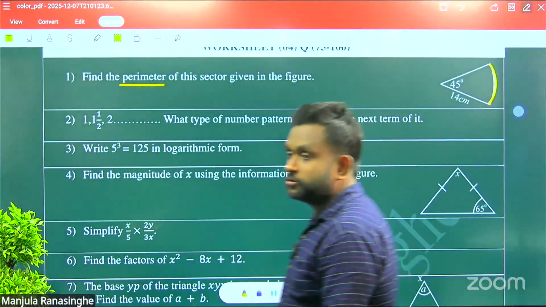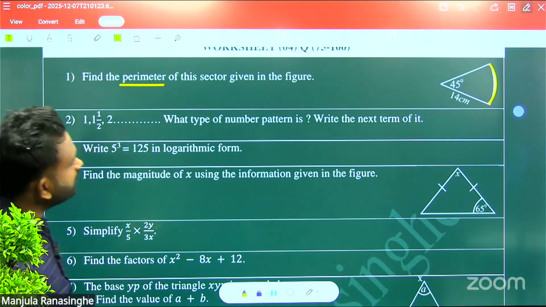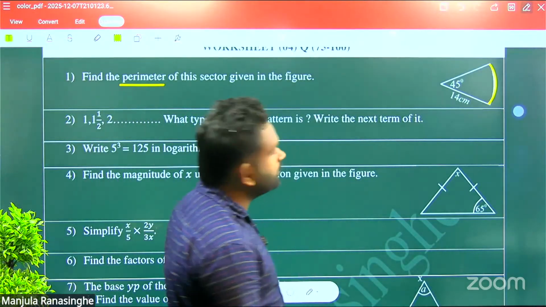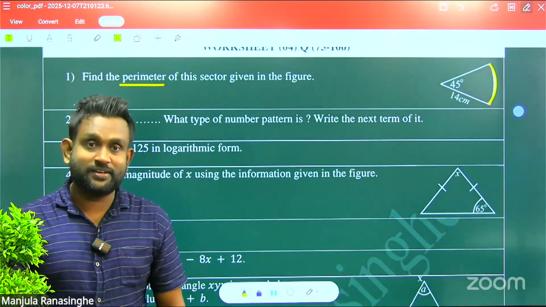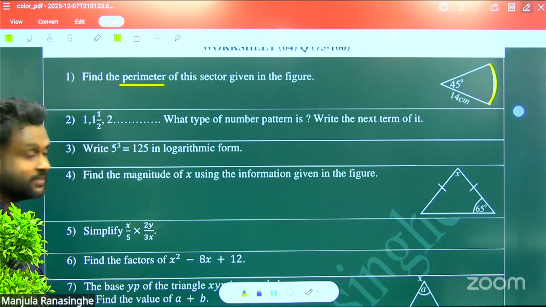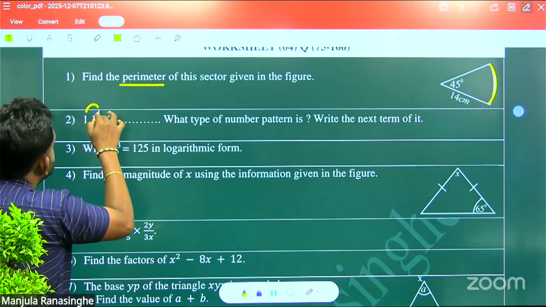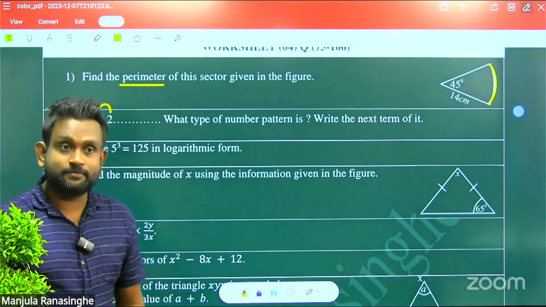Right. Question number 2: 1, 1.5, 2. What type of number pattern is this? Write the next term of it. This is just a simple idea about progression. So this is called an arithmetic progression. We will check why. Now you can see between the terms, you feel it is like having a common difference.